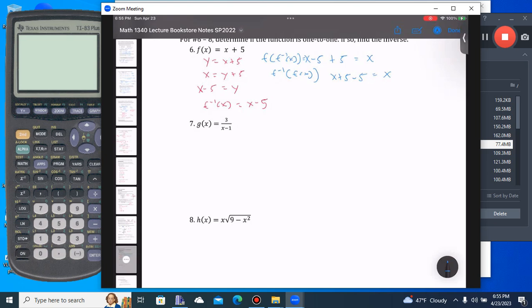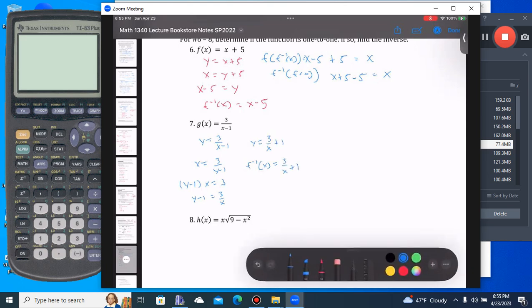So g of x equaling 3 over x minus 1. Y equals 3 over x minus 1. X equals 3 over y minus 1. Multiply the y minus 1 up, y by x, and then add 1 to both sides. You get y equals 3 over x plus 1. So your inverse function is equal to 3 over x plus 1.